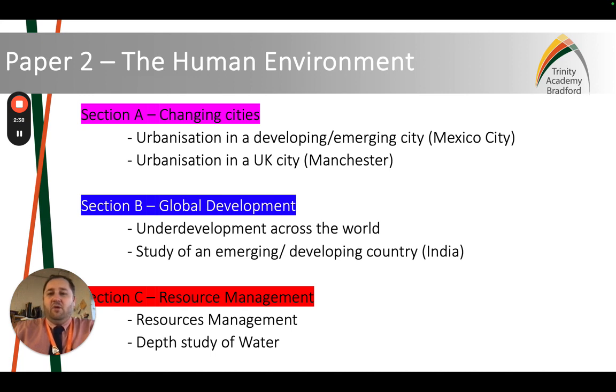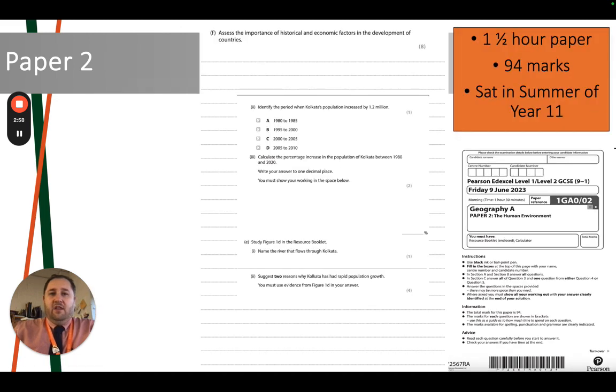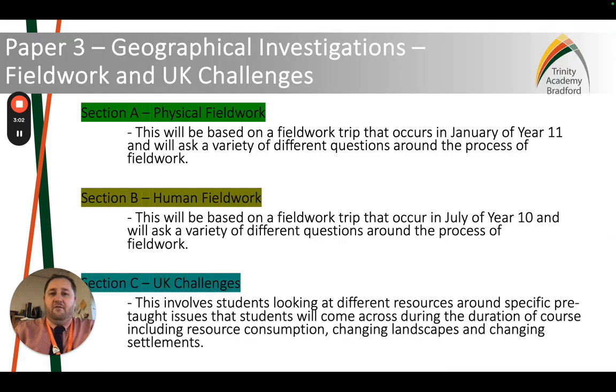In section B, we look at global development, we look at the underdevelopment across the world, and then we look at a case study of India as an emerging country and how that's developing. And then finally, we look at resource management, as a whole, and then we look at a depth study of water. Again, it's an hour and a half paper, it's 94 marks, and it'll be sat in Year 11.